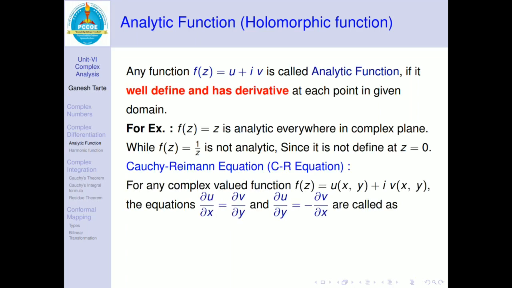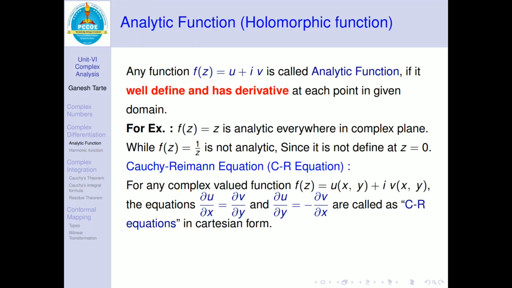So for any complex valued function, f of z is equals to u plus iv, where u and v are functions of x, y. The equations partial derivative of u with respect to x is equals to partial derivative of v with respect to y, and partial derivative of u with respect to y is equals to minus times partial derivative of v with respect to x are called as Cauchy-Riemann equation, CR equation, and any function which satisfies this equation is analytic.